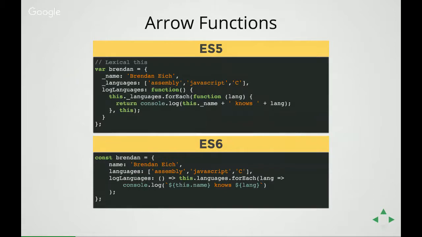In ES6, it's a lot simpler because I can simply just pass an arrow function as the callback to for each, and I don't have to worry about binding or passing a context. I have access to it by just using this. It's the same as the surrounding scope that the function was called in. So much easier to read. Less verbose is always good.